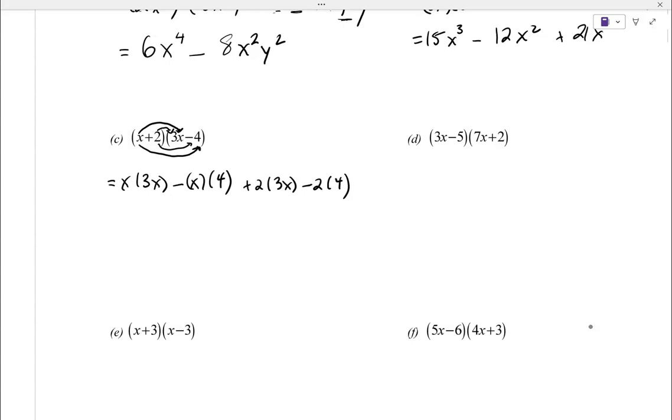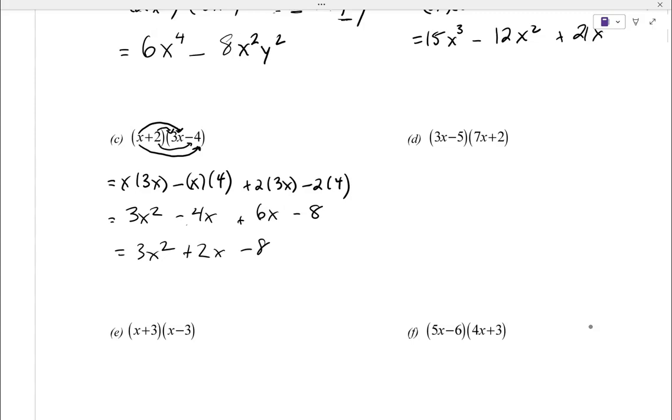Now we look at the first piece here. X times 3x gives us 3x squared. X times negative 4 is just negative 4x. 2 times 3x gives us 6x. 2 times negative 4 gives us negative 8. Are there any terms here that we can combine? Yeah, the negative 4x and the 6x. What do we get when we combine those two together? Just a 2x, right? Because we'll take the minus 4 plus the 6. That okay?